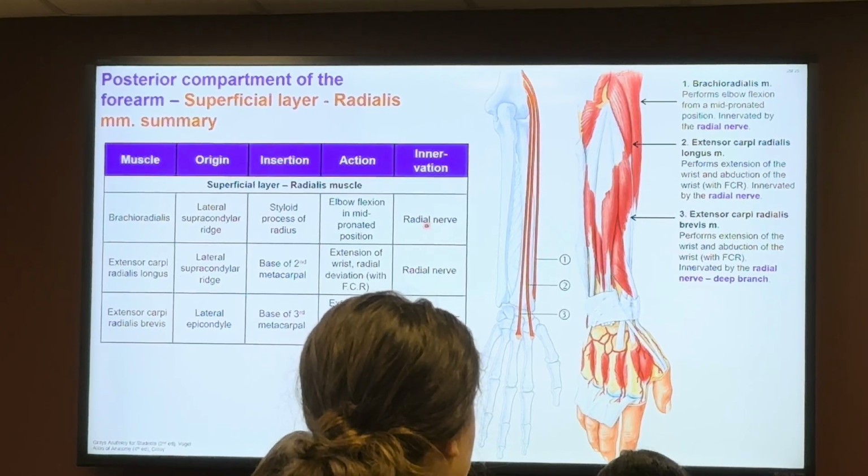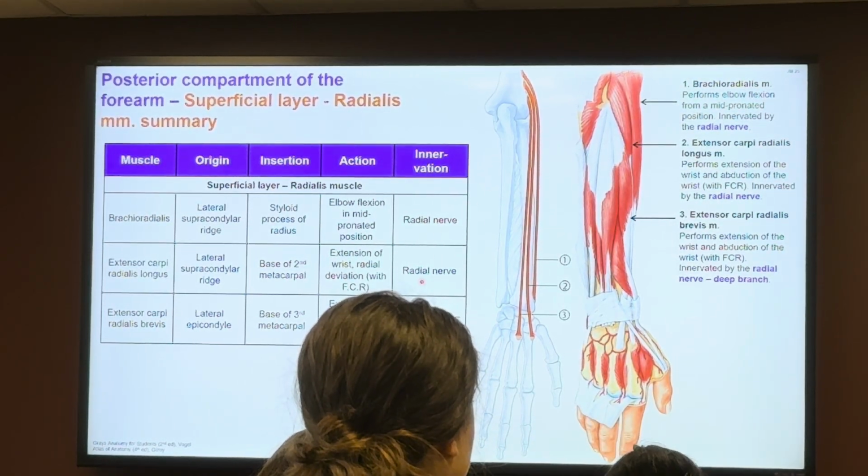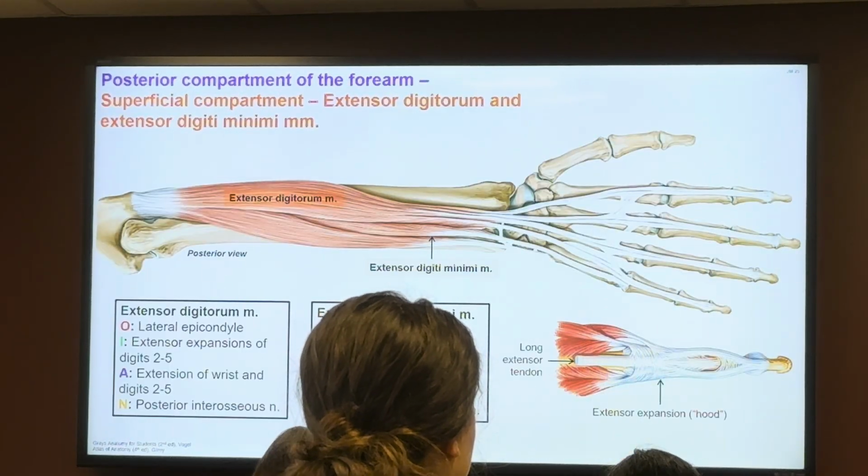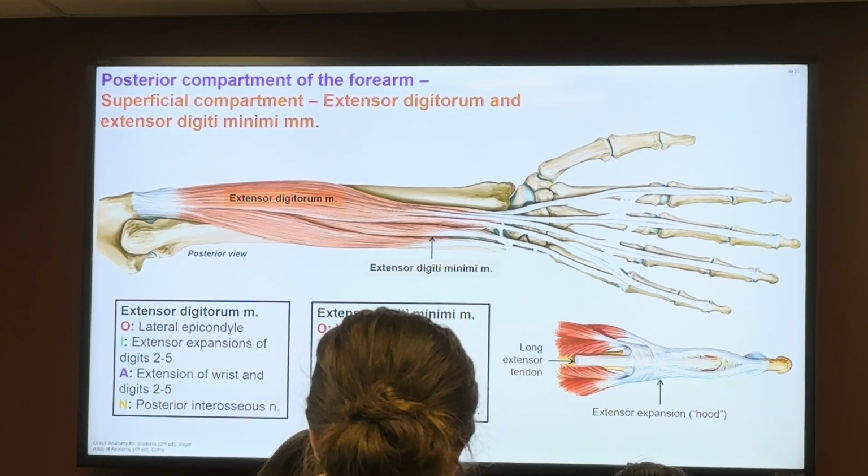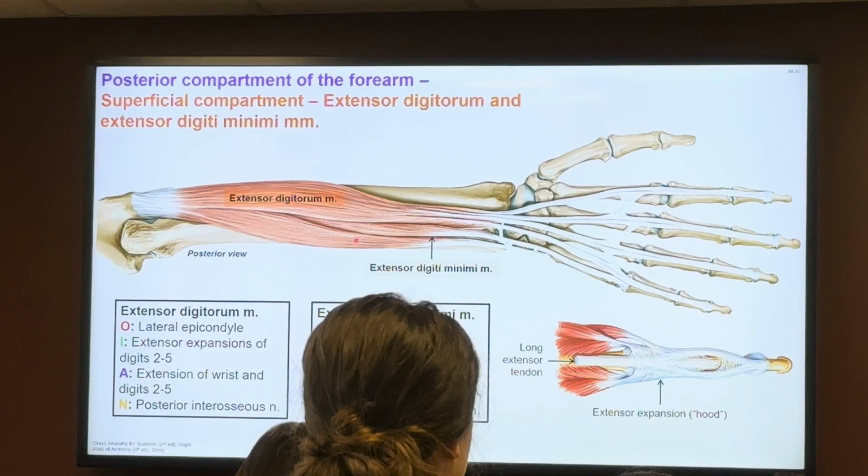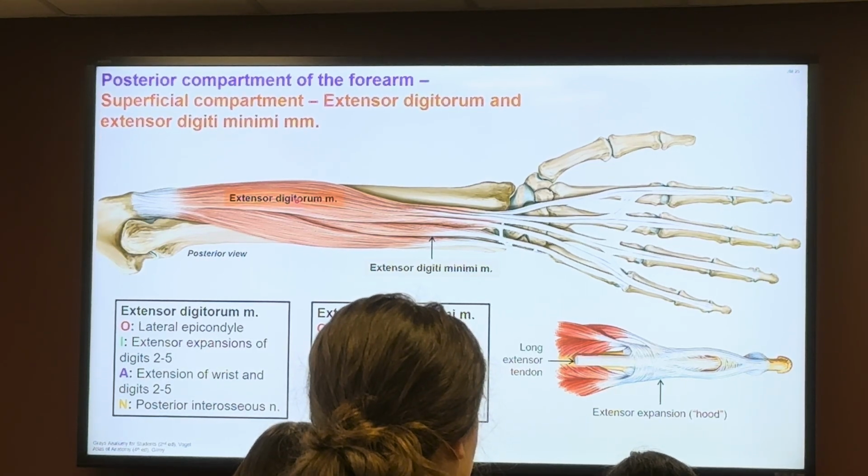All right, radial nerve, baby, radial nerve on the back side. You get to know radial nerve really well. Okay, so after we get done with those, we can move more medial across the forearm toward the pinky side. We see this big guy. So this is extensor digitorum.